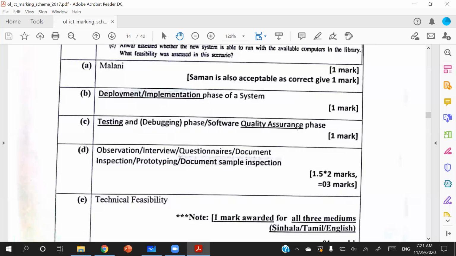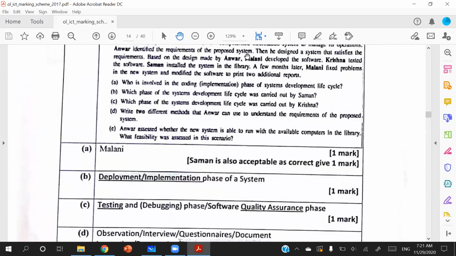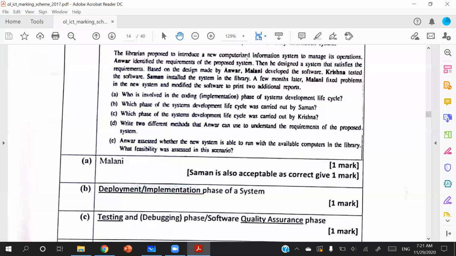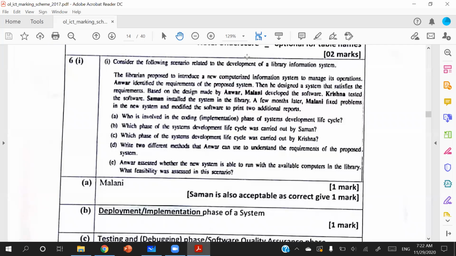Right? Yeah. So then no problem. So the first one, they have given the answer as Malini, and Saman is also taken as an acceptable answer because they have used this implementation word inside the scenario.